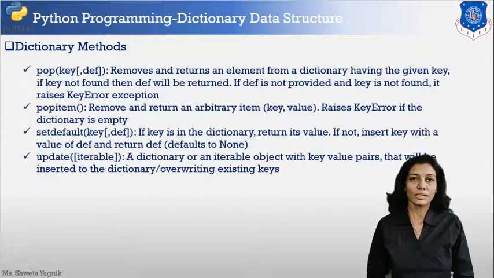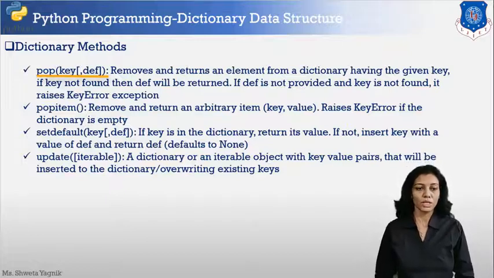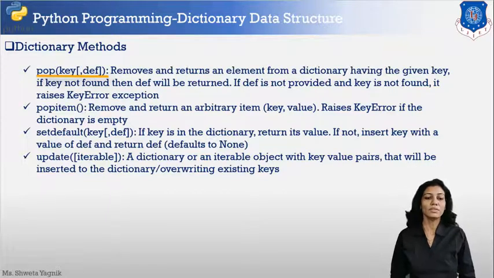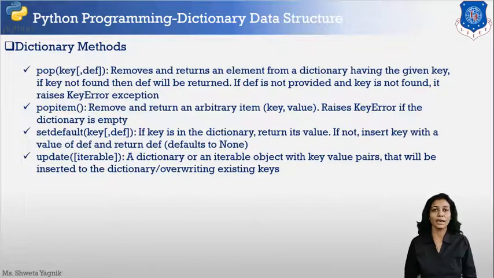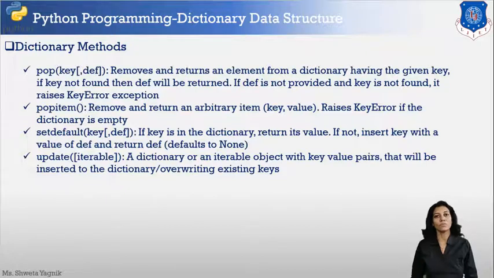So the methods that we are going to see today are the pop method of dictionary, which will remove and return the element from a dictionary having the given key. But if the key is not present, then the default value will be returned. But if the given key is not present and if you have not specified the default, then it will raise an error. So we will see practically how it is working.